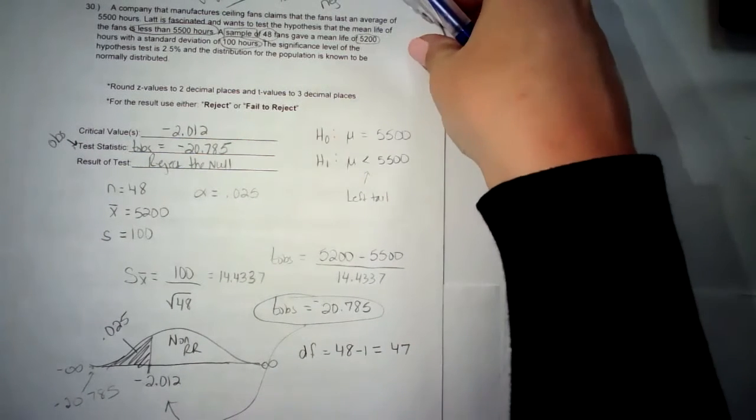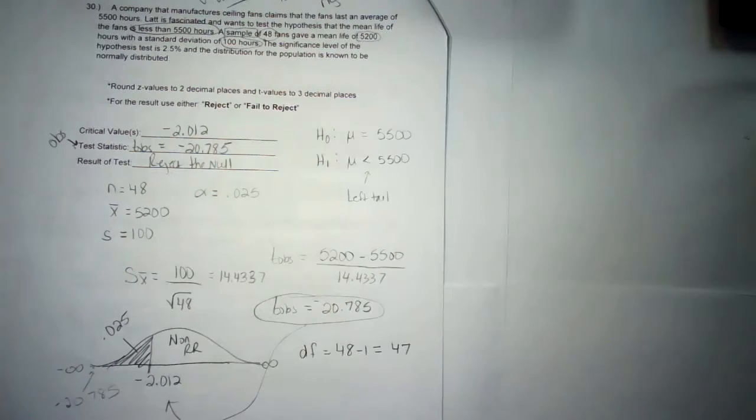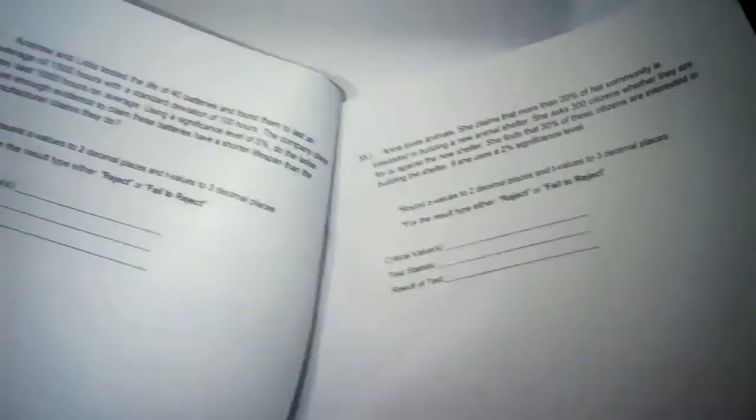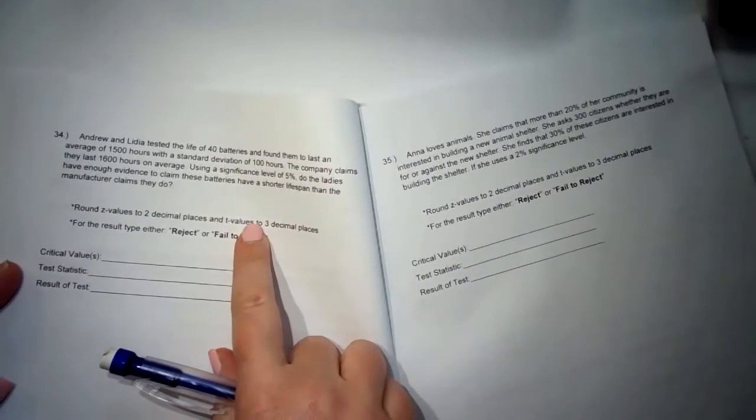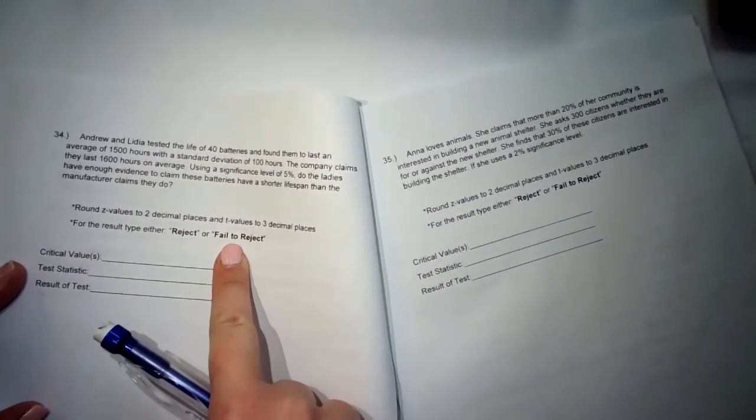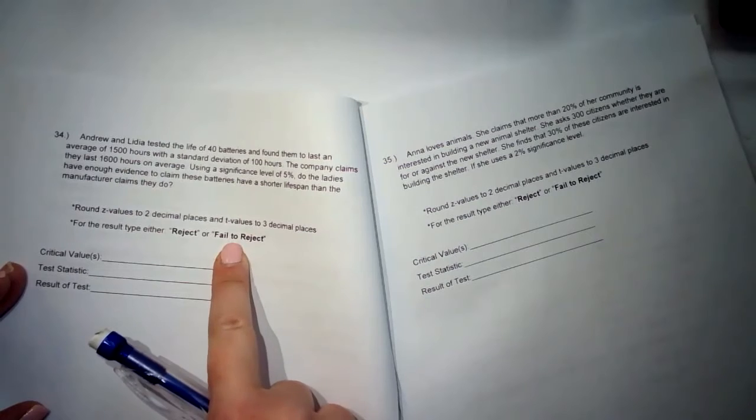So there's our sigma unknown. Now, if you want more practice with it, number 34 is also a sigma unknown. Andrew and Lydia are investigating batteries. So if you want to do that and check it out, you can do that too.